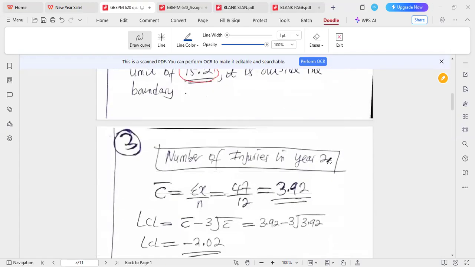Then for the number of injuries in year two, the same way we have to find the C bar. C bar is the center line.